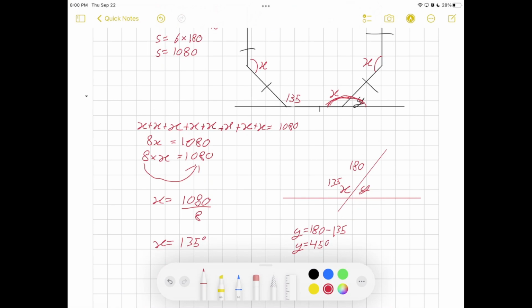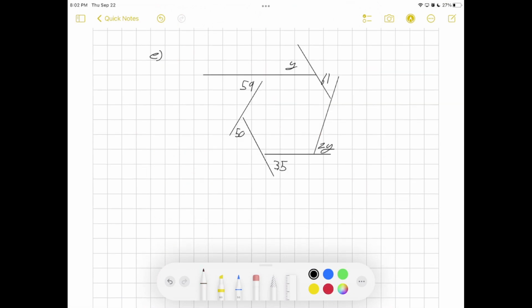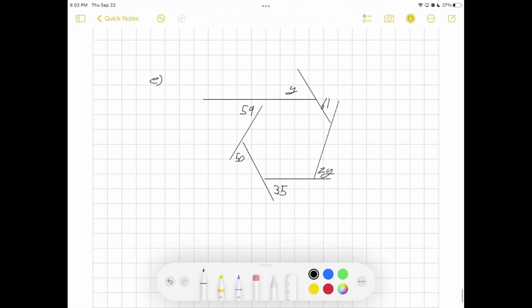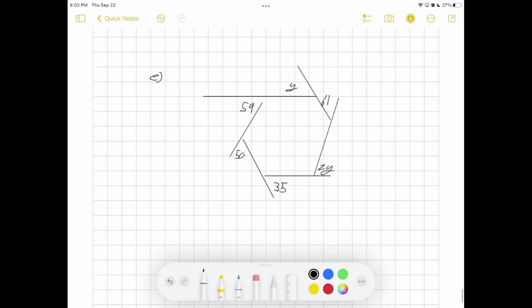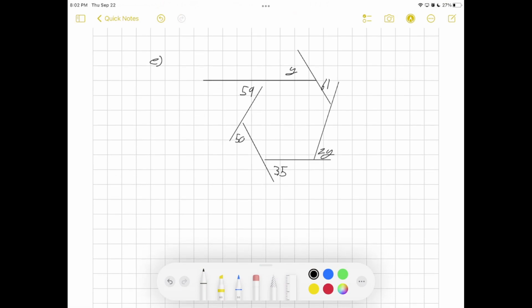Now how do you solve E? So here's E. How do we solve E? Over here we're doing something a bit different. We're doing exterior angles instead of interior angles. Now exterior is slightly simpler actually, because we already know that the sum of all exterior angles is going to be 360 degrees.